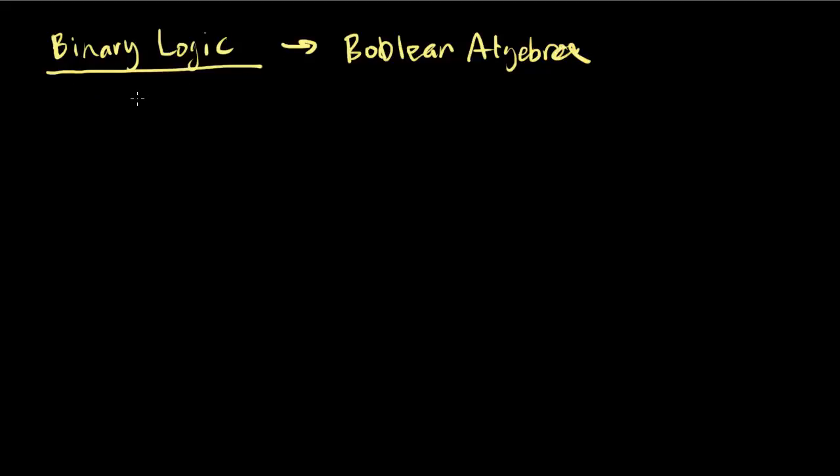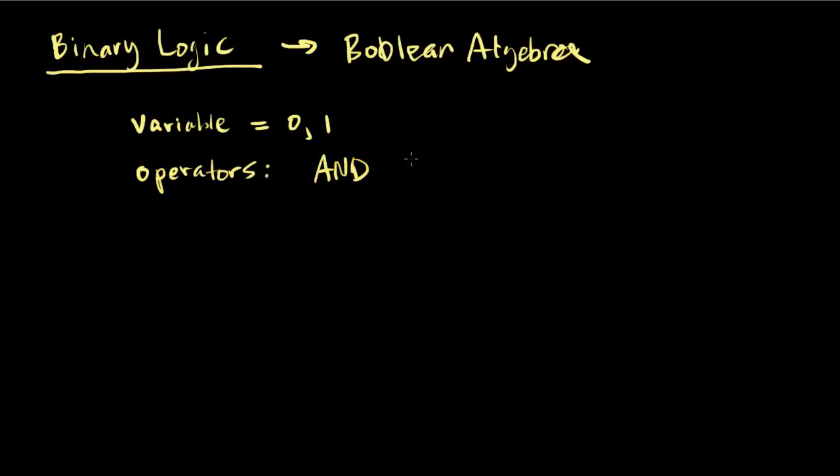Now, binary logic is based upon the fact that a value or a variable can only be 0 or 1. And we have some operators in binary logic. And these operators are the AND operator.